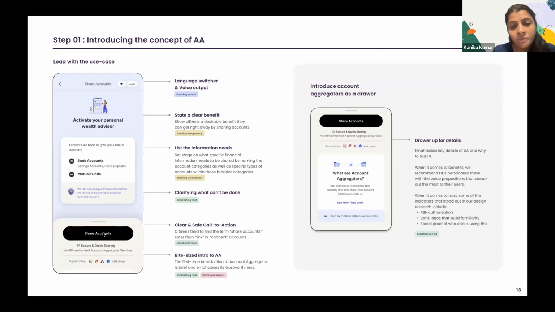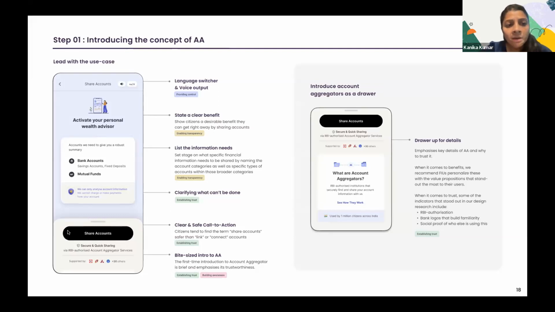And here you'll see that we've used the terminology "share accounts", and we tested a bunch of different language, from share to link to connect. And actually share accounts came up as the most relatable and the one that felt most safe, which is why we've recommended share accounts here, but we've seen the use of multiple other words at this moment. But to have a clear call to action.